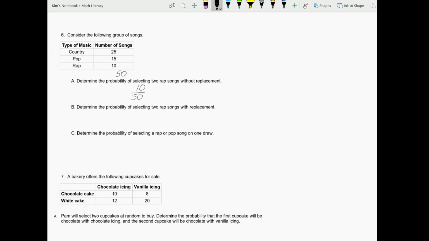Now, I'm not going to replace the song, so now I only have 49 songs to choose from. I have to pretend I got a rap song here, and there's only 9 of them left. And when I multiply that together, I get 9 out of 245.